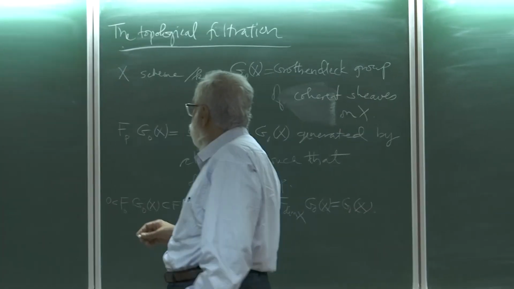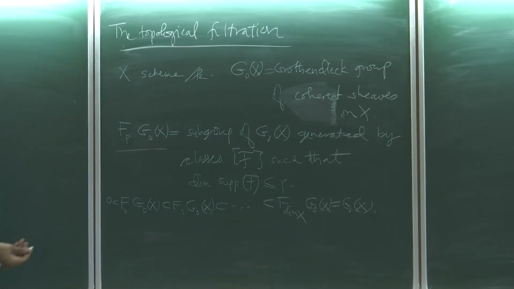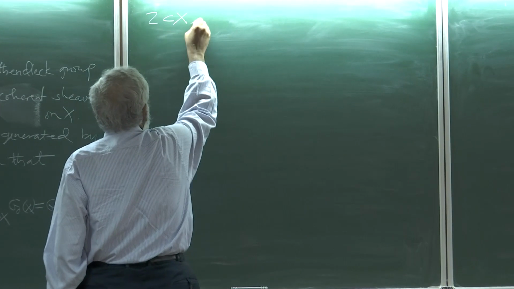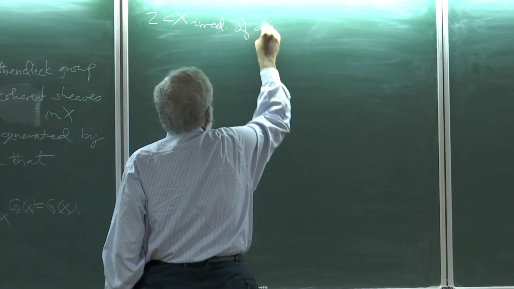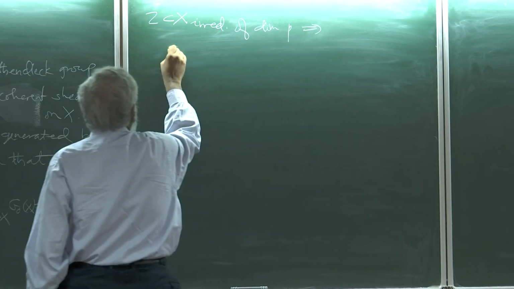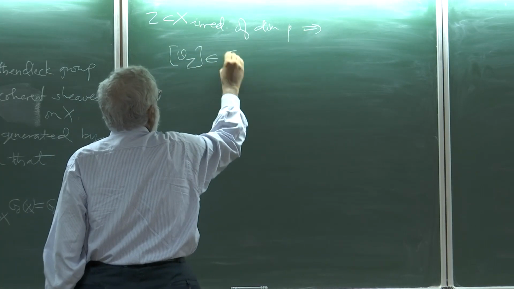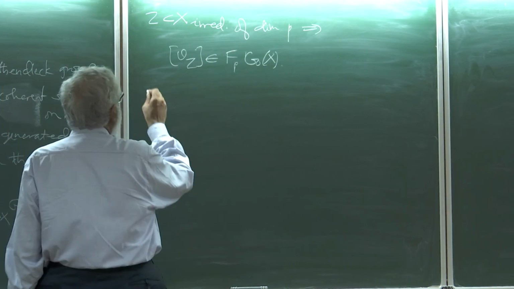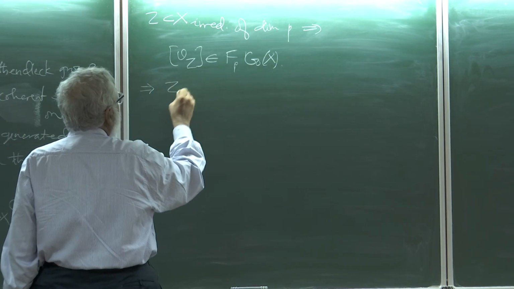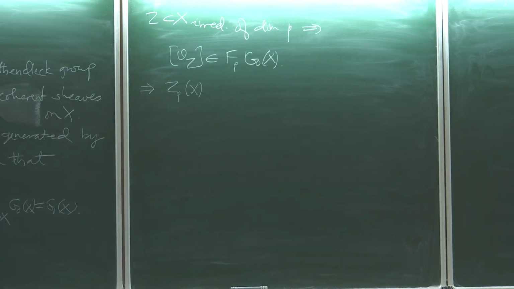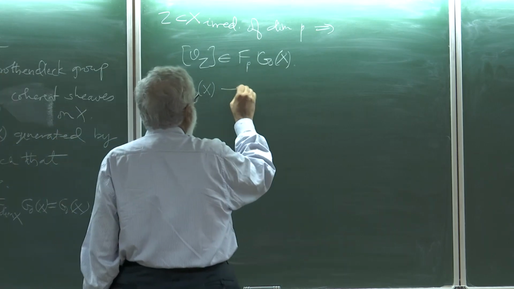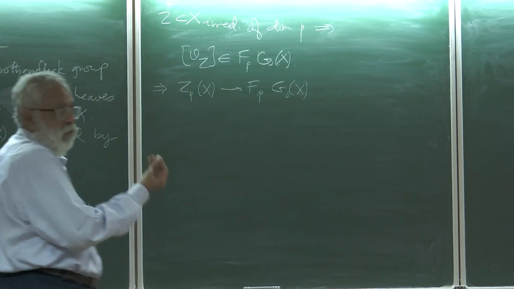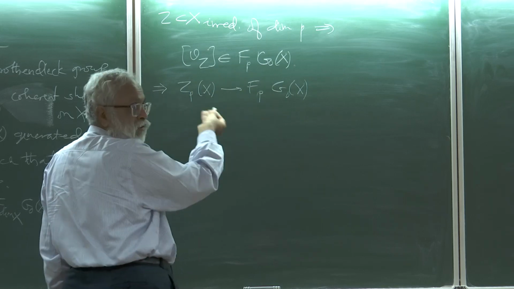Let's also ask ourselves, do we know any natural elements in F_p coming from earlier? So if I have Z in X irreducible of dimension p, then I have the class of the structure sheaf of Z in F_p G_0 X. By linearity, therefore, I have a map from Z_p X, the group of algebraic cycles of dimension p, to F_p G_0 X. I've defined it on the generators, it's a free abelian group.